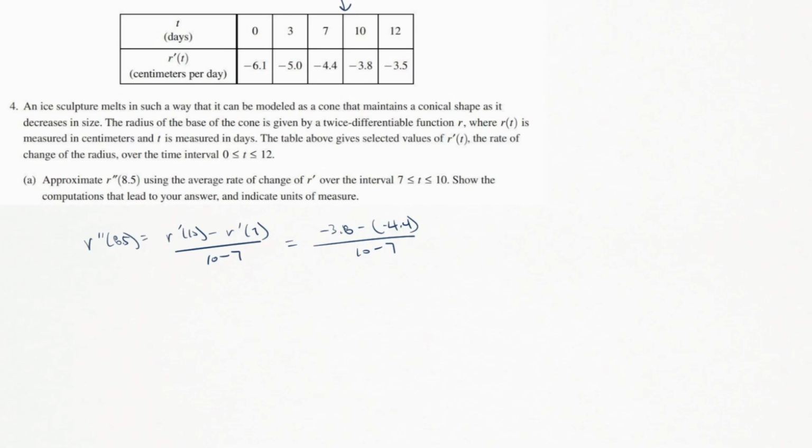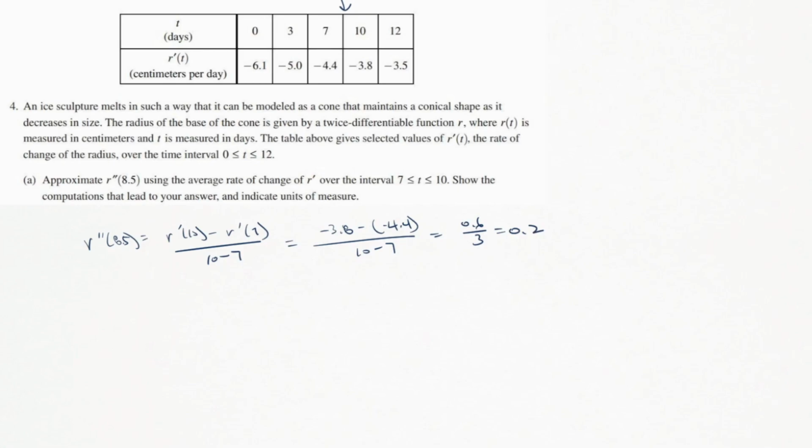So on the exam, you can stop here. It's actually advised that you don't solve it any further than this, because if you were to compute this incorrectly, you actually get points off. But for the sake of the exercise, I'm going to continue. So negative 3.8 minus negative 4.4 is 0.6, divided by 3, which is 0.2.